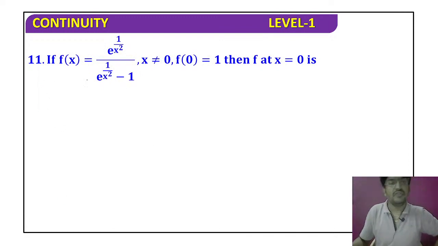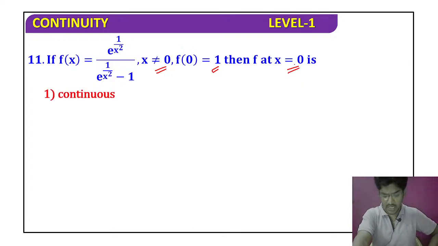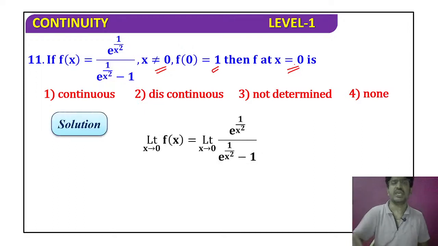If f of x is equal to e to the power of 1 by x square divided by e to the power of 1 by x square minus 1, x is not equal to 0, f of 0 is 1, is f continuous at x equal to 0? Options: continuous, discontinuous, not determined, none of these. So for that, you can just apply the limit.